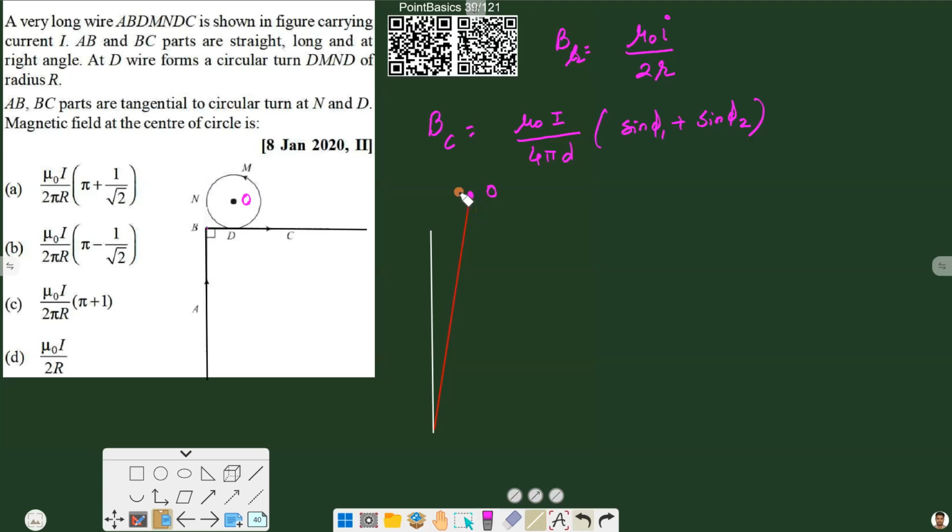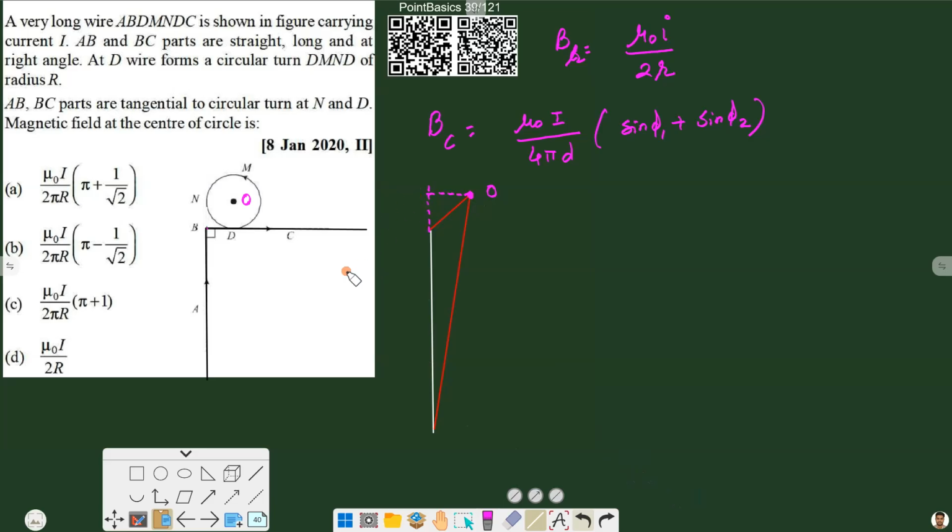But in case of phi 2, we are not going to get phi 2 because the conductor is not extending up to the point O. So we have to manually extend it like this, and we will join like this. And now we join this point. So now we get two angles.